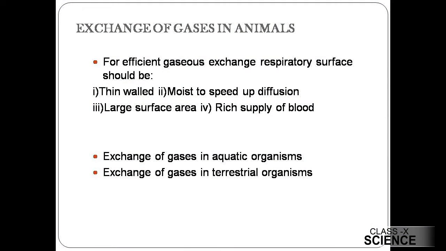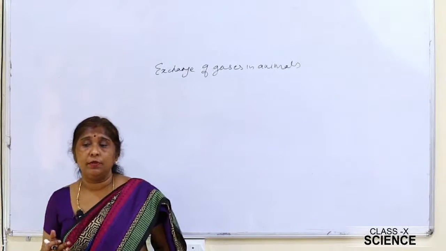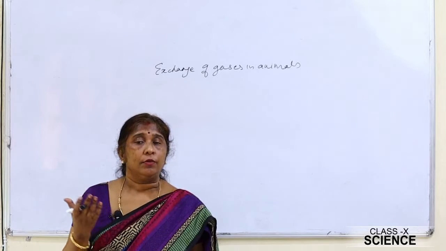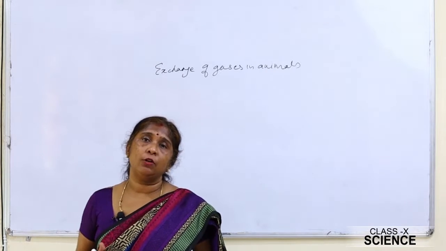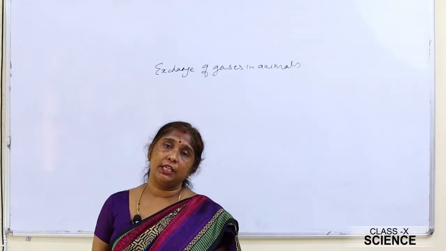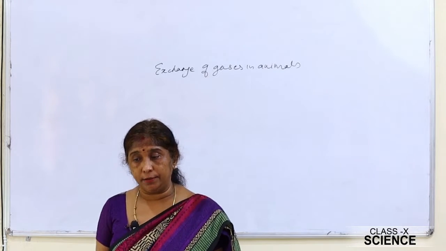Next is the exchange of gases in animals. The animals have evolved different organs for this process, and all these organs work together to form an organ system, which makes up the respiratory system of an organism.